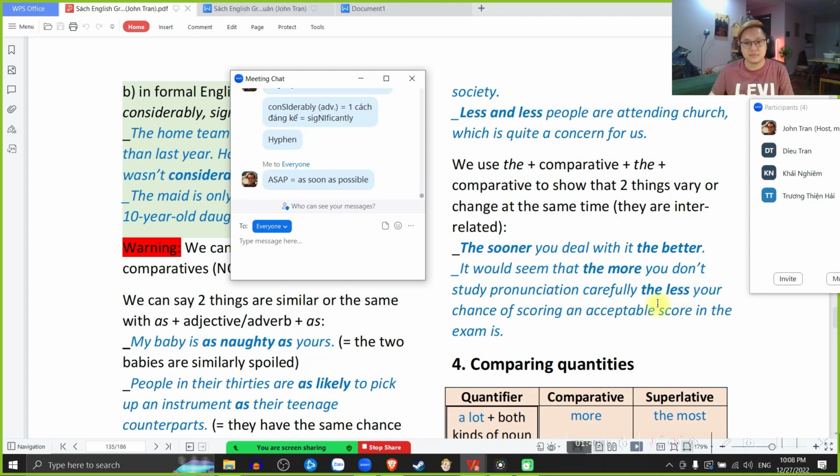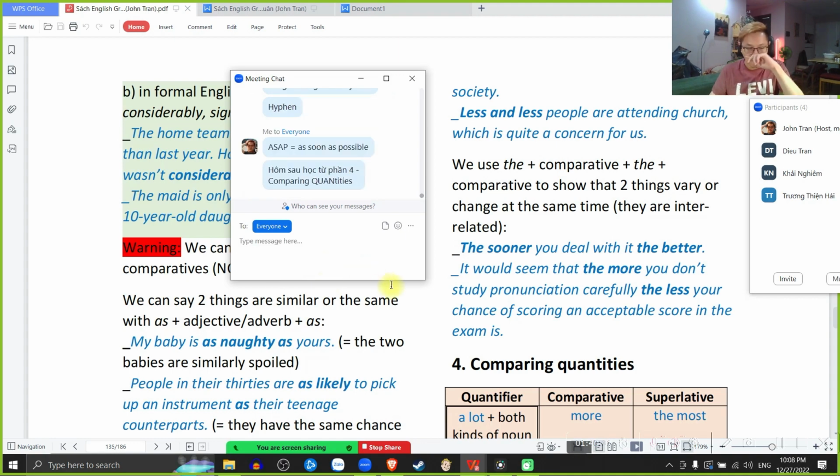Any question? No. Okay, so next time we do from part 4, okay? Comparing quantities. Lần sau học từ cái phần số 4 này nha.